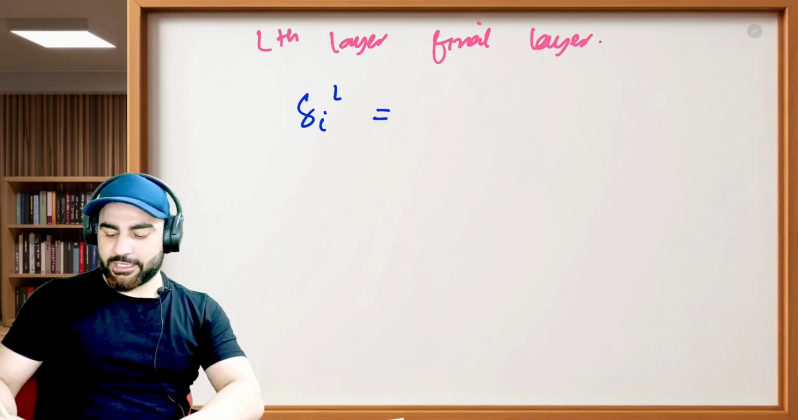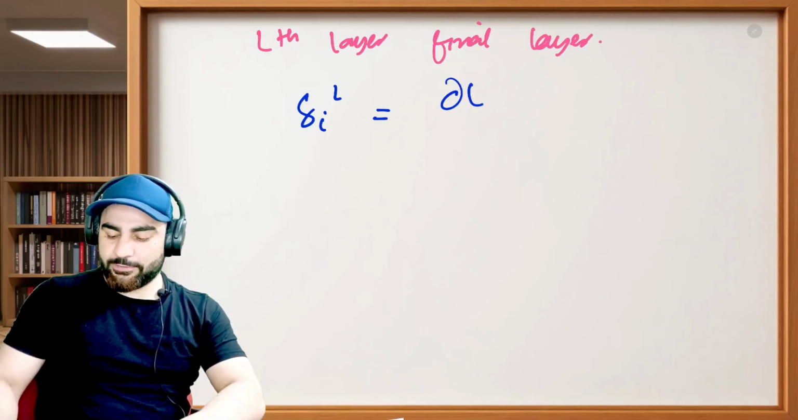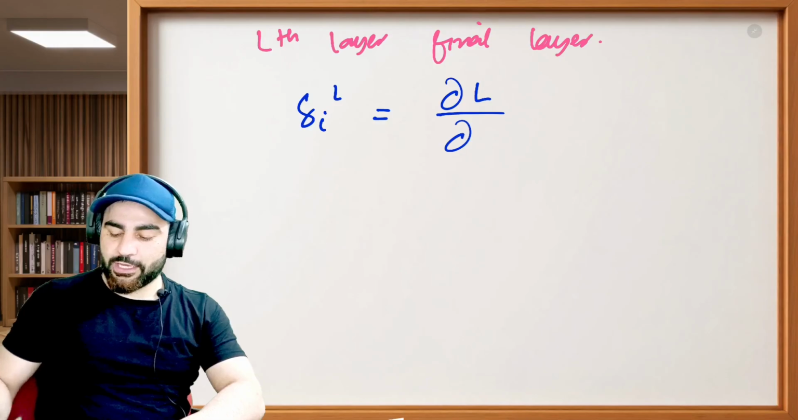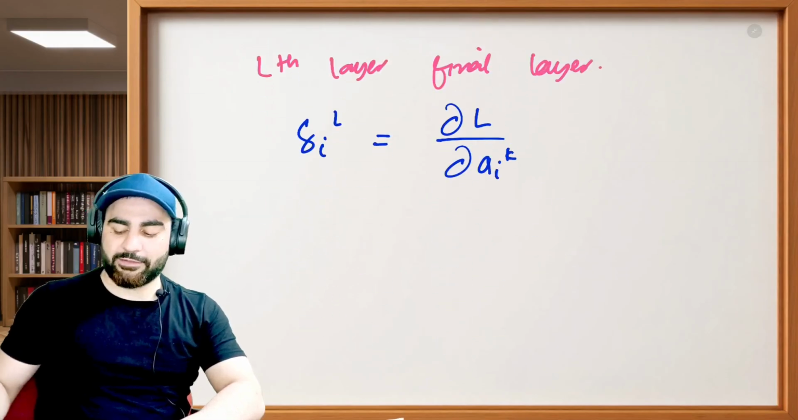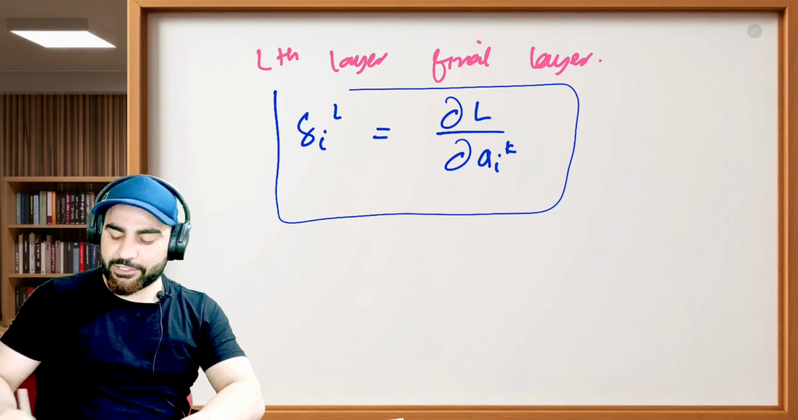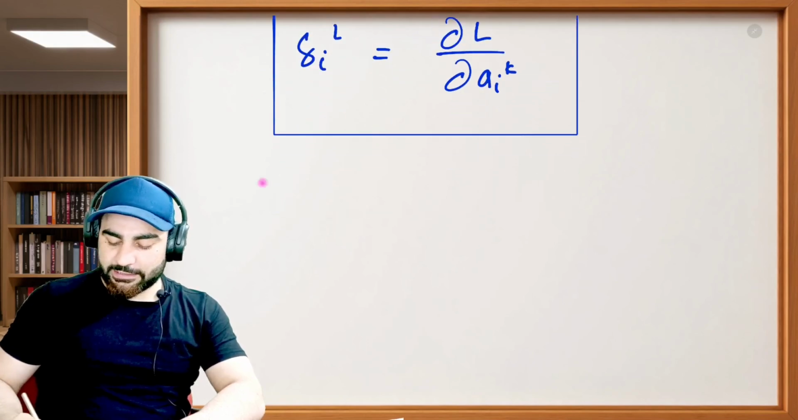So this basically is equal to ∂L divided by ∂. Here, if you see, this was the kth layer. Now I'll define it as a_i of k. This is how I'll define it. So this is the definition, by definition. And now I can explain it like this: ∂L by ∂a.